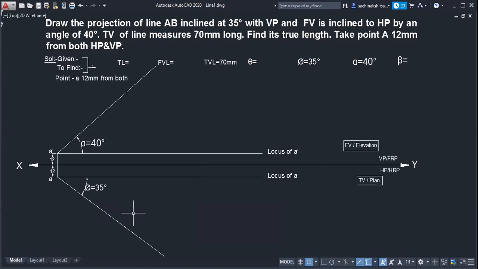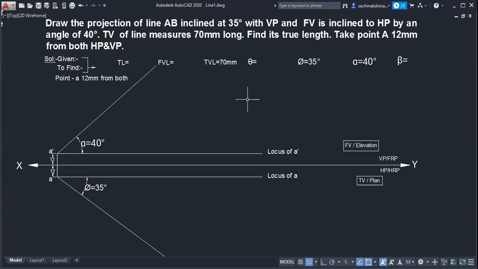Okay. Next, what we can do? Which parameter is known to us right now? After these two, alpha, phi, and TVL. On which line can we mark TVL, the top view length? For marking it, which line do we need, the line of which angle? Beta. But do we know beta? No, sir. It is not known to us. So what can we do right now?